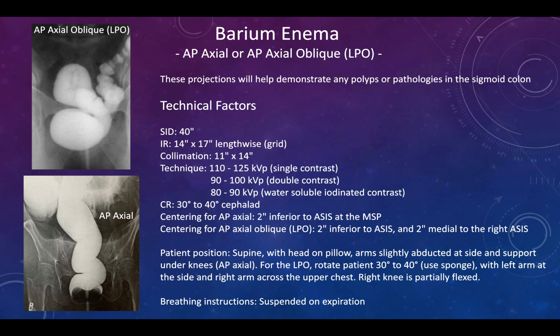For patient position, supine with head on pillow, arms slightly abducted at side and support under knees for the AP axial. And for the LPO, we're going to rotate the patient 30 to 40 degrees, help them with a sponge, left arm at their side, right arm crossed across the upper chest, and the right knee is partially flexed.